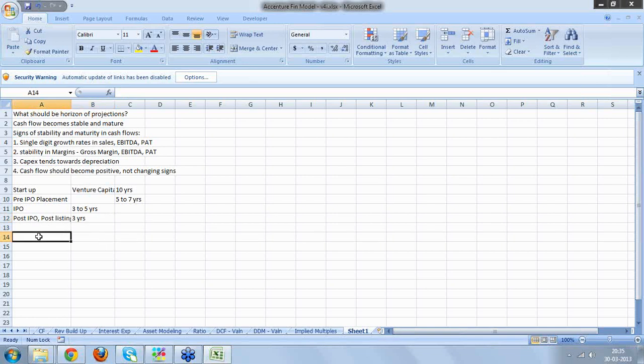Now that we know what should be the horizon of projection, and I also know how many years I'm going to project, which cash flow should I discount? It's a discounted cash flow. So which cash flow to be discounted? So far we have come across cash flow from operations, cash flow from investing activities, financing activities, then there's the cash flow sitting on the balance sheet. So which cash flow do I have to discount?